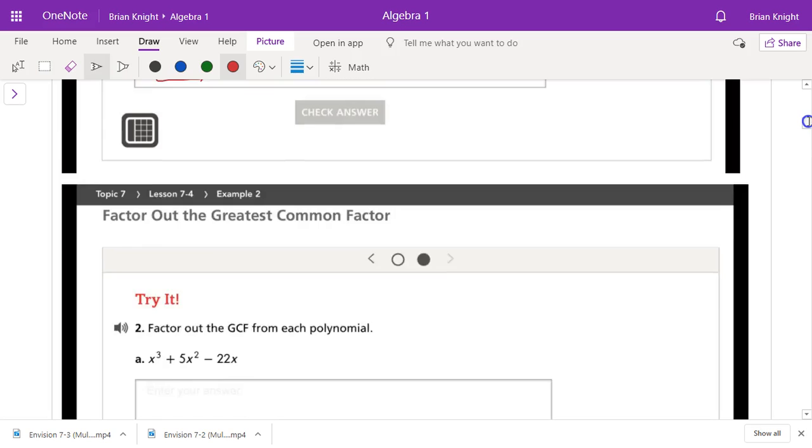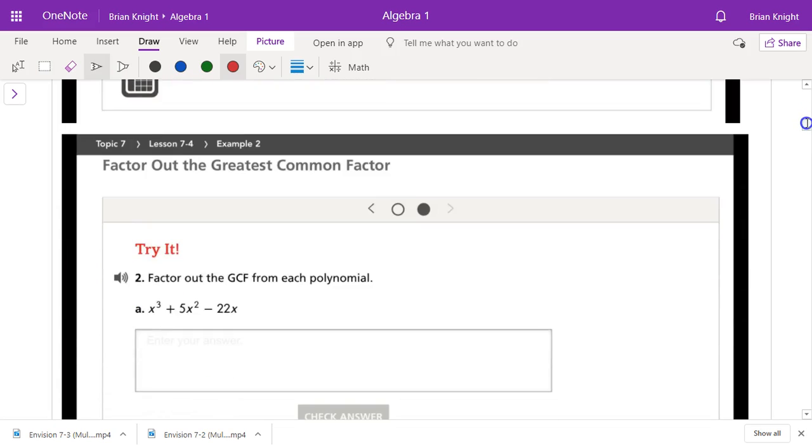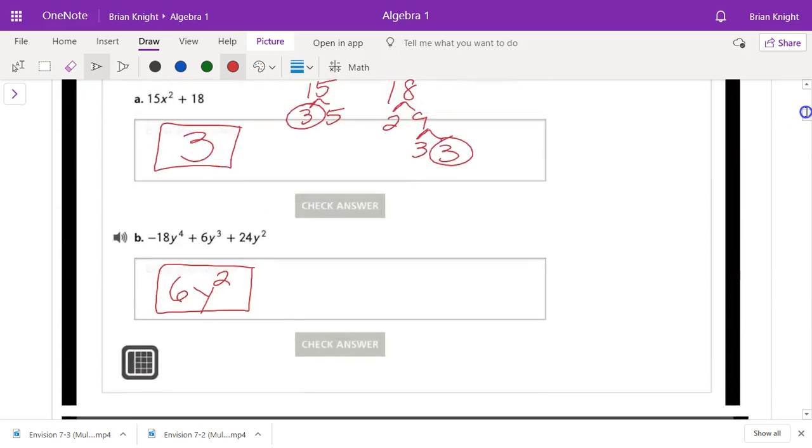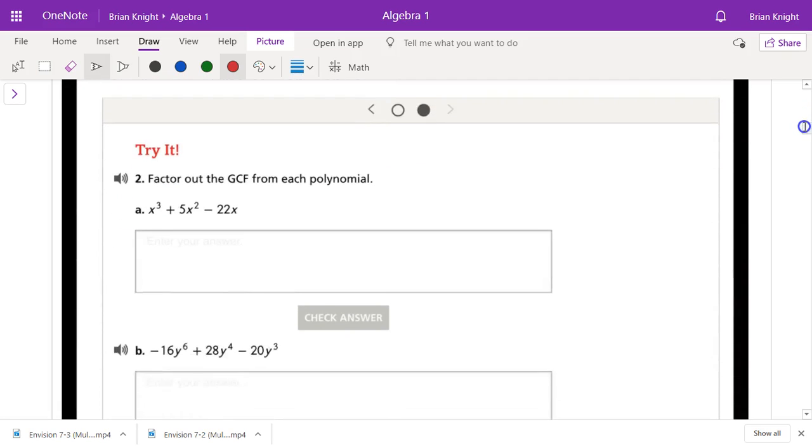So, did I miss one? Maybe I did. No, okay. I think I missed the first example too, but that's okay.